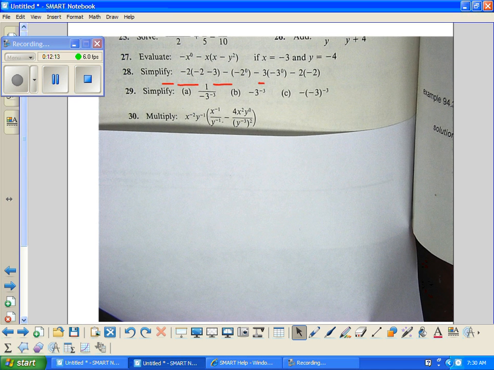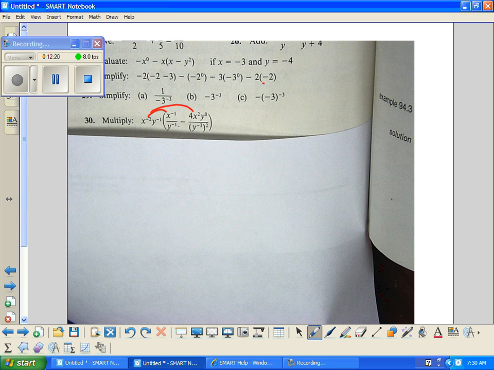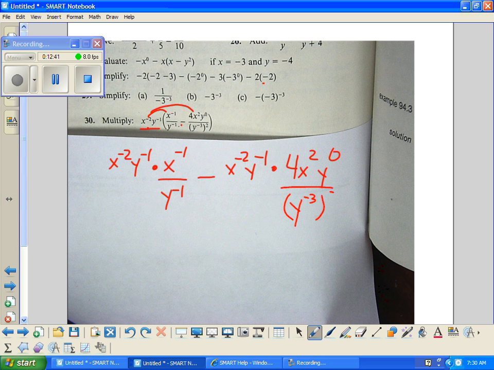All right, on problem 30, we need to distribute. So I'm going to distribute before I simplify. So I'm going to write it out. X negative 2, y negative 1. The outside thing times the inside. Outside thing minus, right there, the outside thing, x negative 2, y negative 1, times the inside thing. 4x squared, y 0, over y to the negative 3, quantity squared.